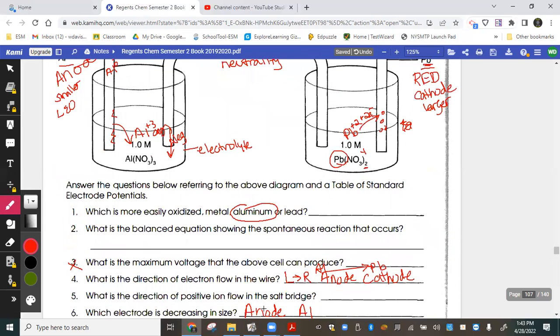So let's talk about the equation. We have the aluminum starts off at 0. I'm going to write the half reactions. So aluminum starts off at 0, and aluminum goes to a +3. I know it's +3 because of the periodic table, and also because each of these nitrates is -1.